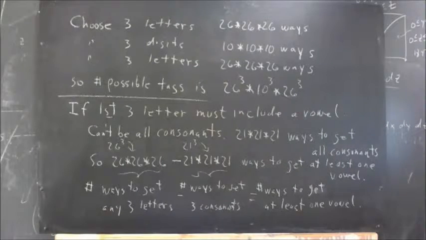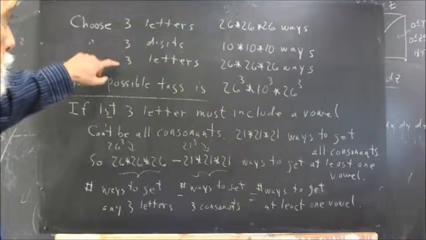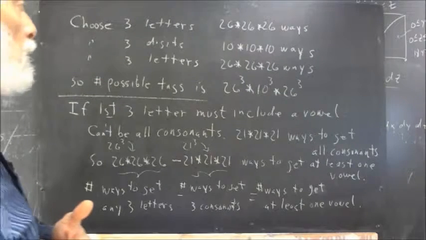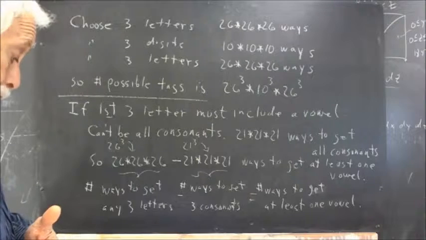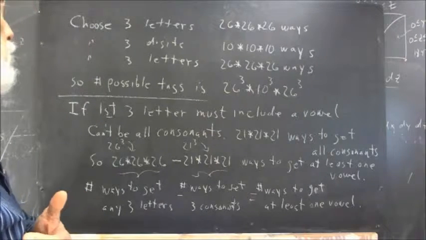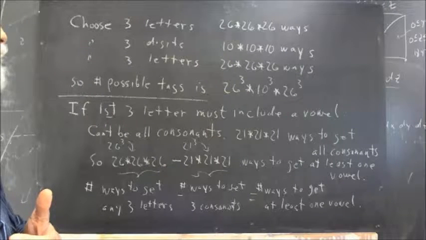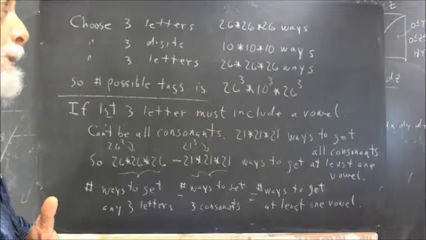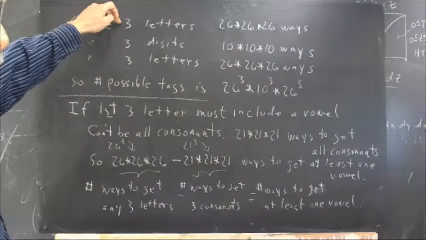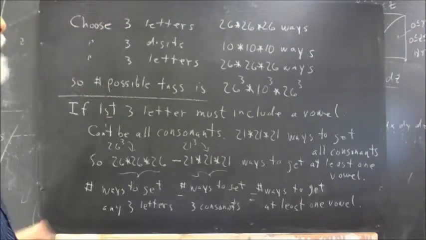Problem 12, where we choose 3 letters, then 3 digits, then 3 letters to form a license tag, was rated as one of the 2 most difficult problems. So let's think about this. Now there's a restriction on this problem that the 3 letters chosen first have to include a vowel.